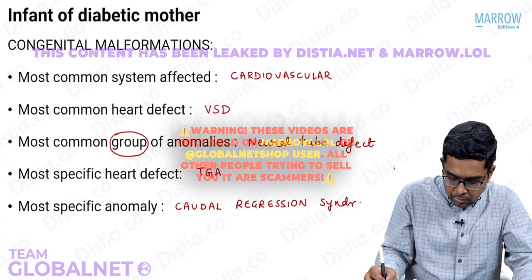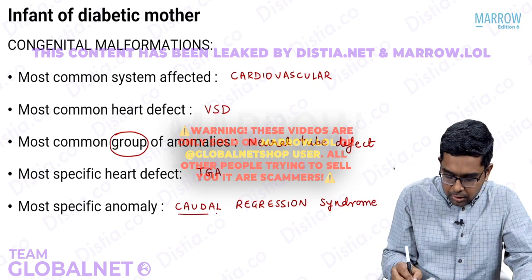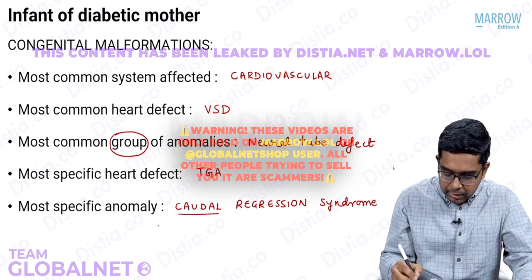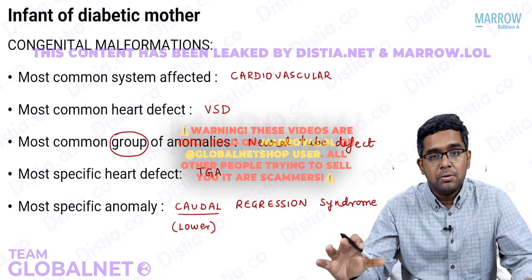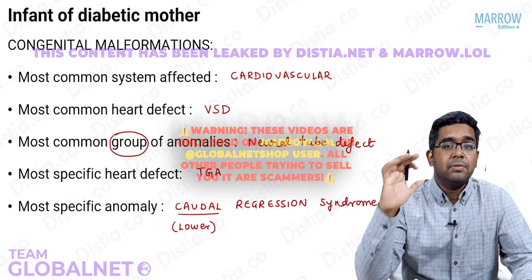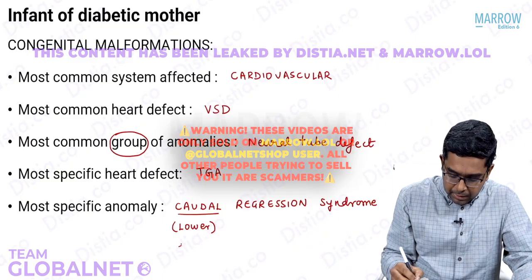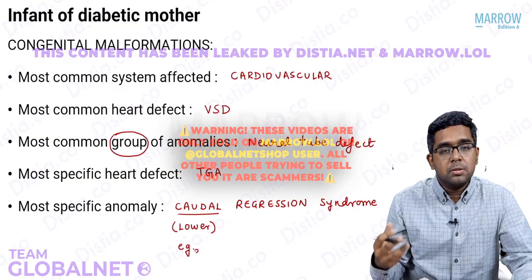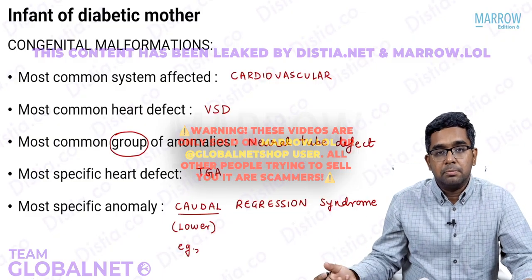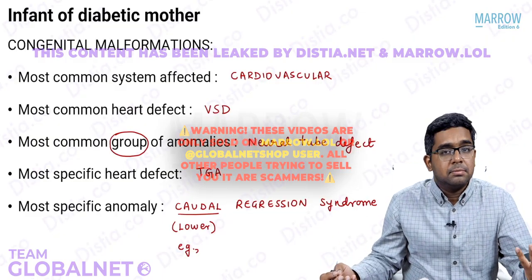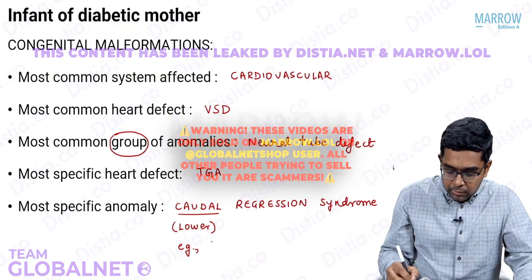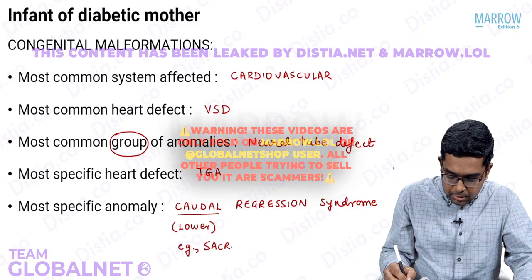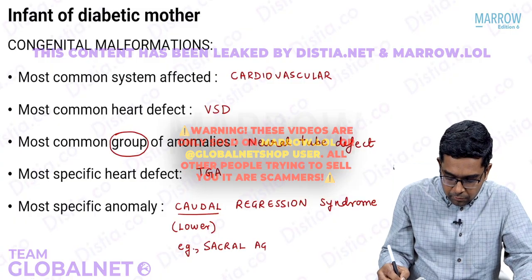What does caudal refer to? Caudal means something which is low. It is the lower part of the spine or the spinal cord that will not be developed properly. A typical example is the lowermost parts of the spinal column, something like the sacrum and the coccyx. The sacrum may not be developed at all. It is called sacral agenesis, which is a typical example of caudal regression syndrome.